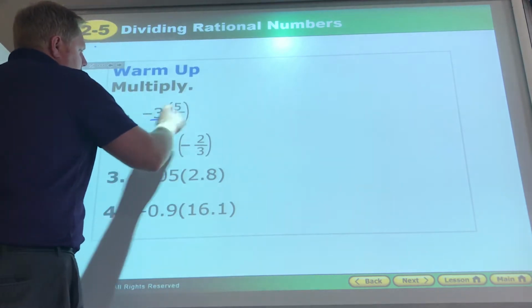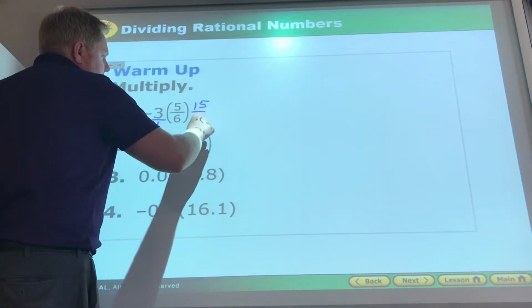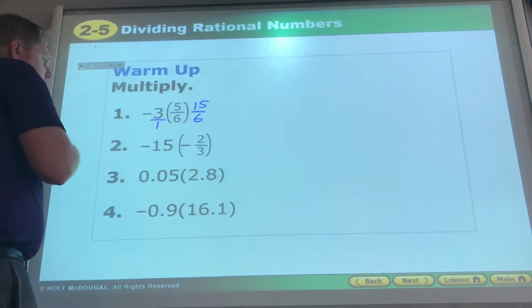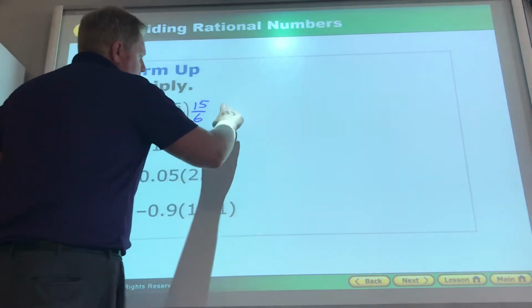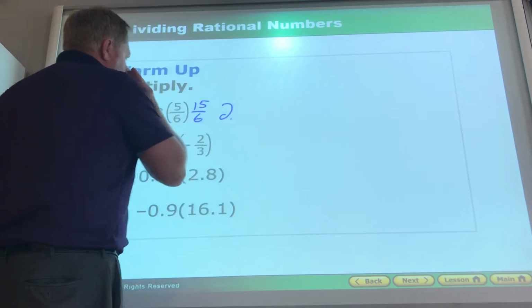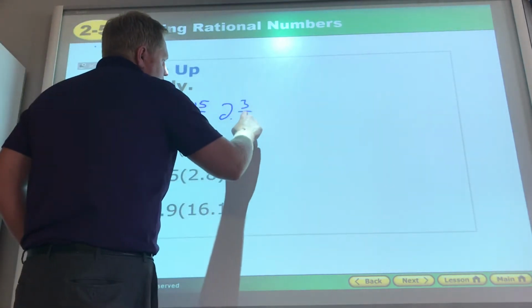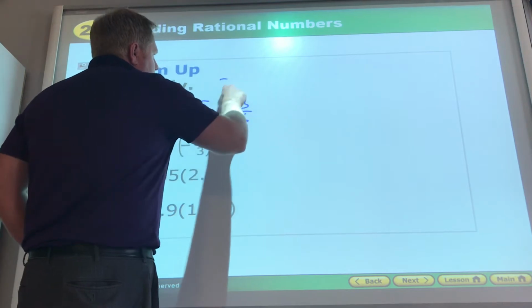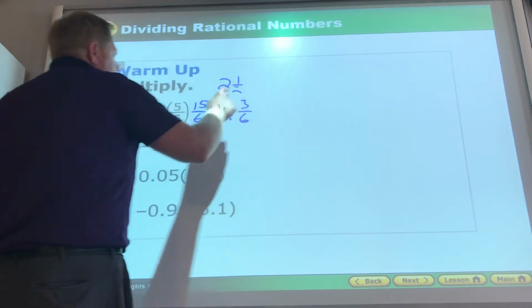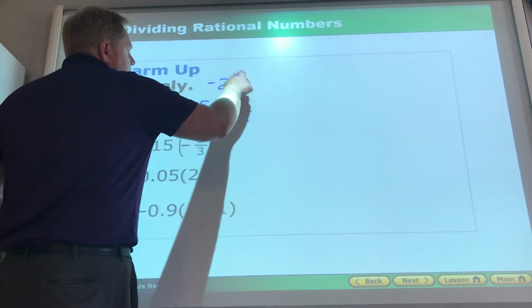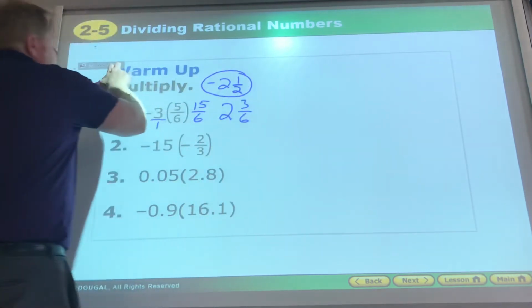Put it over 1, we get 15 over 6. Then we have to turn that into a mixed number, 2 and 3/6, or 2 1/2. One negative, one positive. I know my answer is negative 2 1/2.